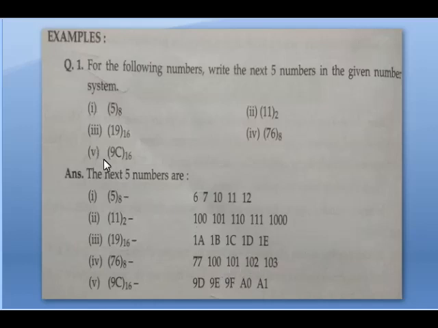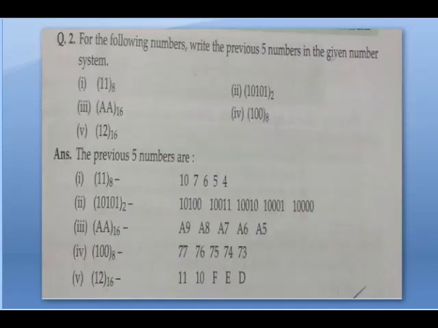So it is a hexadecimal number. So 9C, 9D, 9E, 9F. Then A0, A1, like this it will go. Okay. So this is how we are generating the numbers in a number system. So in this example we are going to see how to produce the previous 5 numbers. For the following numbers, write the previous 5 numbers in a given number system.